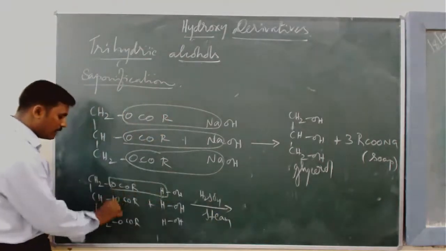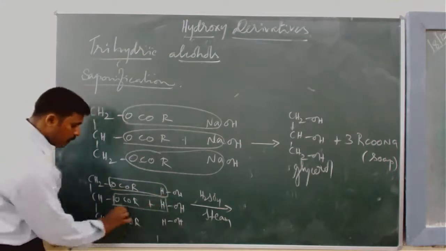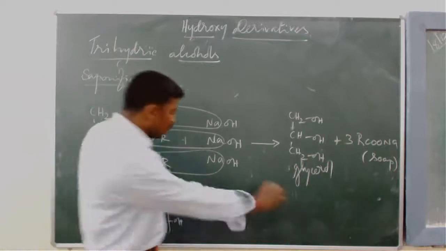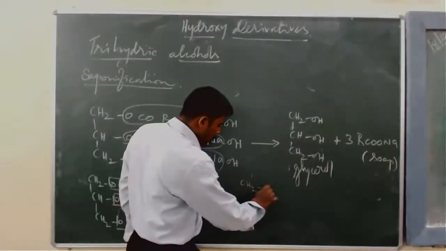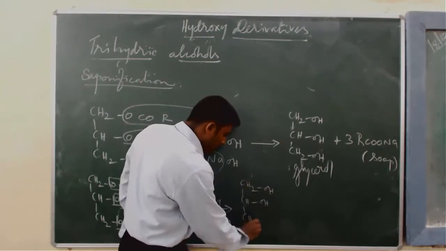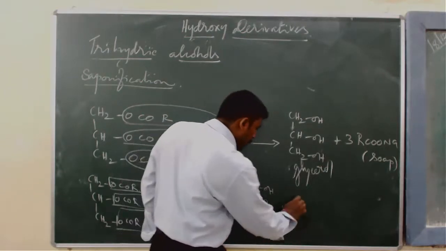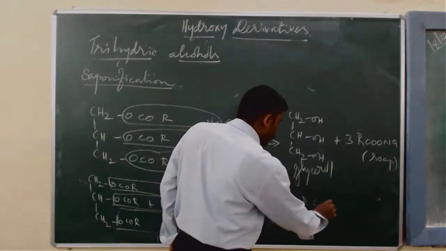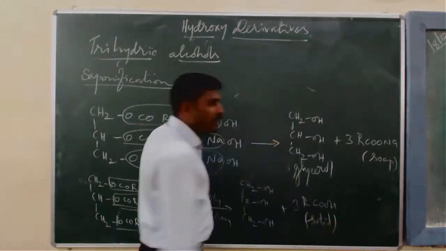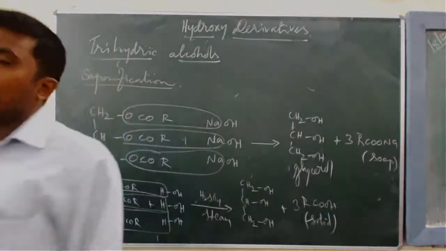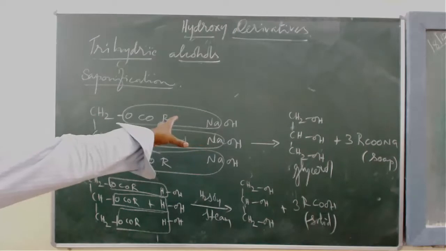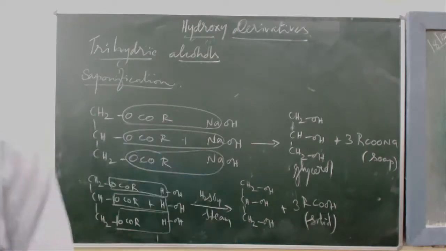Listen ma. RCOOH, carboxylic acid, RCOOH, RCOOH. What is the remaining? Glycerol. So CH2OH, CHOH and CH2OH. That time 3 molecules of RCOOH, you will get one solid, and nothing but wax. Clear? So saponification reaction, first reaction alone is the saponification reaction.